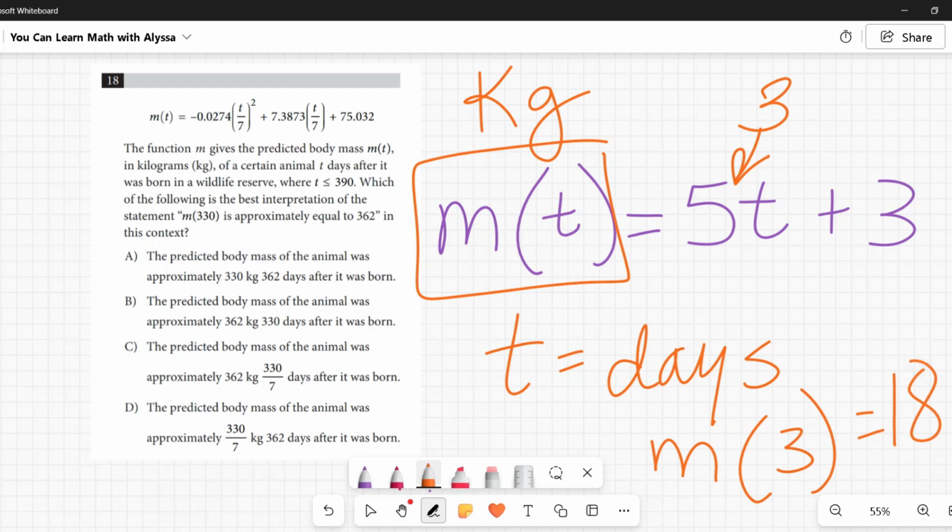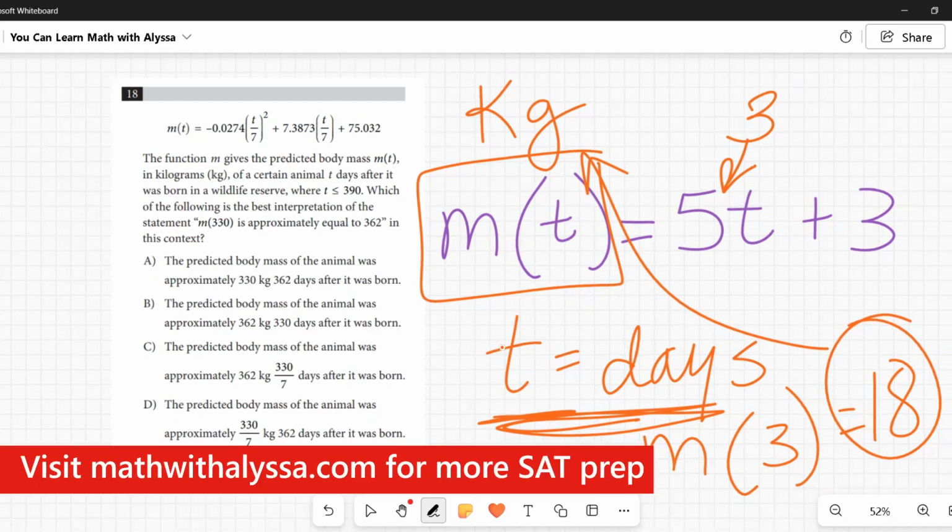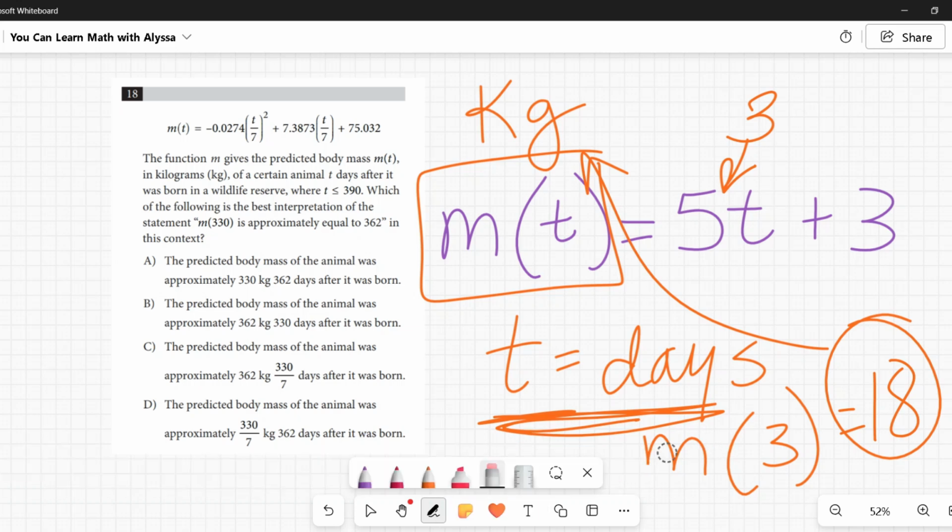So m of 3 is 18. That means when the animal is 3 days old, how much does he weigh? He would be 18 kilograms. That m of 3 would be 18 means that when the animal is 3 days old, they have a mass of 18 kilograms. That's it. T represents the number of days, and the result, m of t, or in this case m of 3, is the weight of the animal.